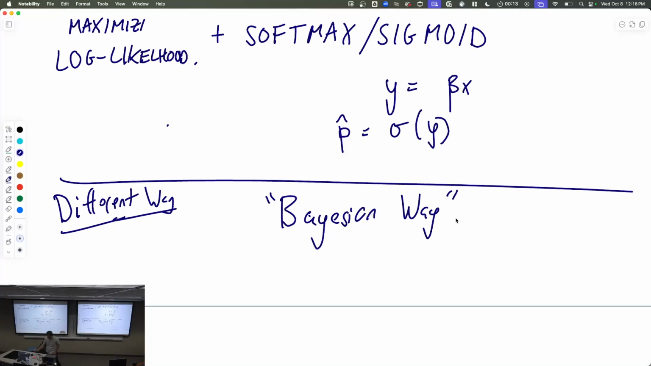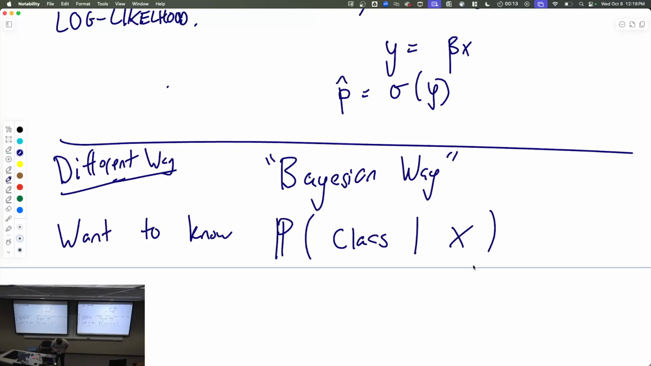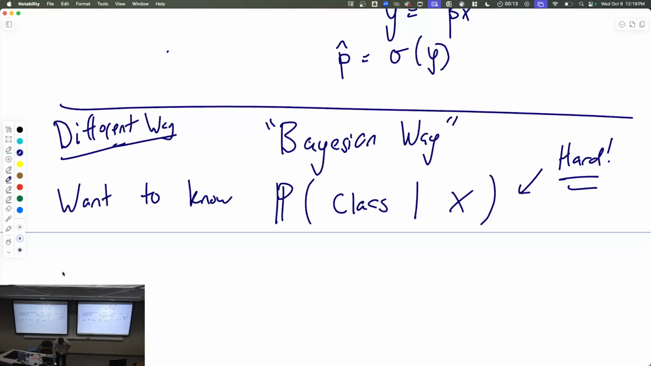And very roughly, what is the Bayesian way? We want to know the probability of a given class given X. And this is hard. This is what we've been doing the whole time, and this is what logistic regression says. We find the parameters that maximize the log likelihood so that the probability of the class is as high as it possibly can be. But the Bayesian way says, there's a different problem.